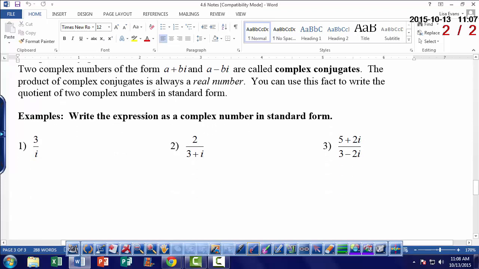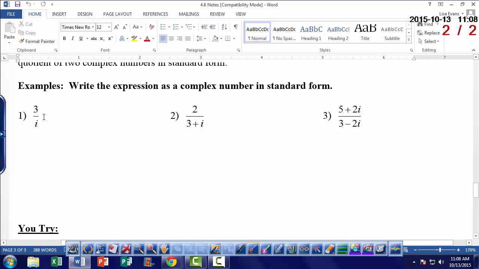Number one is simple because there's only an i in the denominator. So we're going to multiply the numerator and denominator by i. So the top, I get 3i, and the bottom, I get i squared. Now what is i squared? Negative 1. So what's 3i over negative 1? That's just negative 3i. Now, next problem.